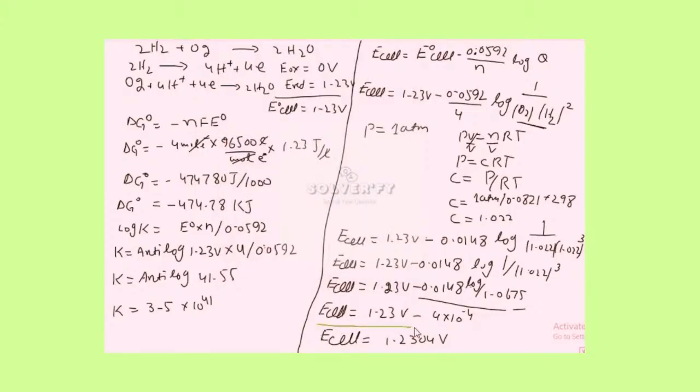This is the required solution to this part of the question, where it is the value for the K, equilibrium constant of the cell. This is the value for the delta G naught of the cell, and this is the cell potential.